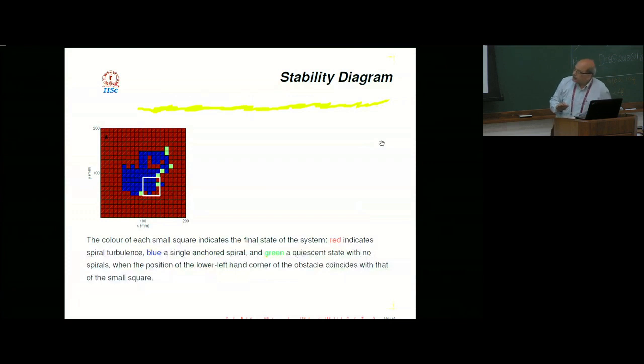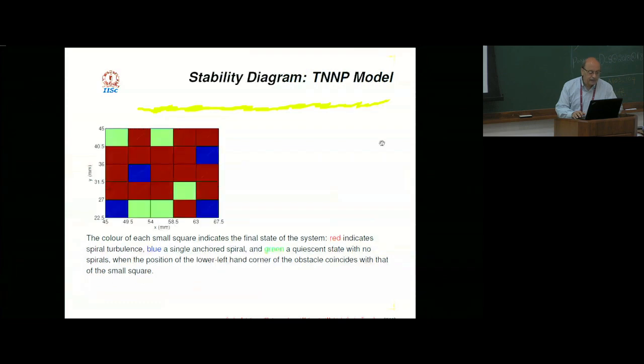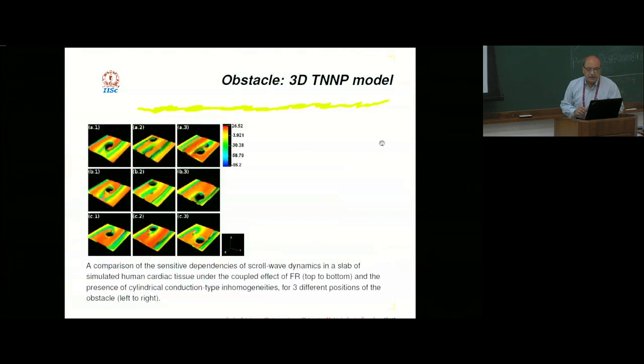And in fact, we worked out a stability diagram in the simulation domain. So if your inhomogeneity is here, then you still have spiral turbulence. If it is in the blue region, you get a spiral anchored at the inhomogeneity. If it's in the green region, the spiral turbulence goes away completely. So then we checked it in more and more realistic domains.